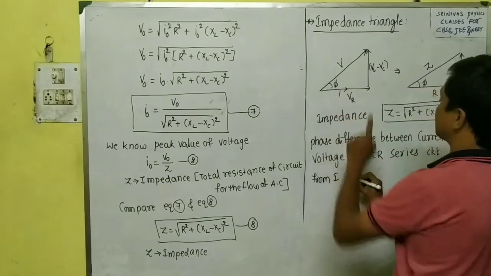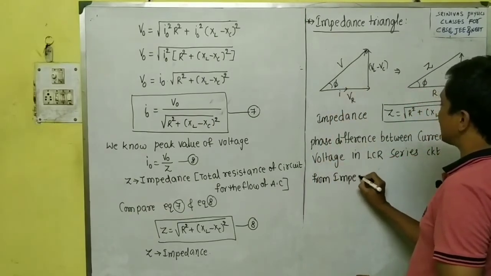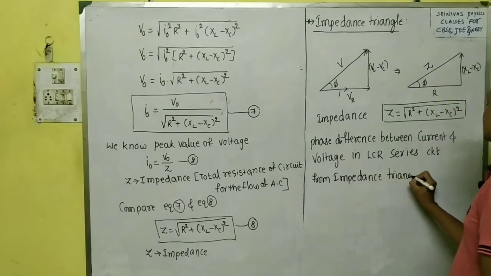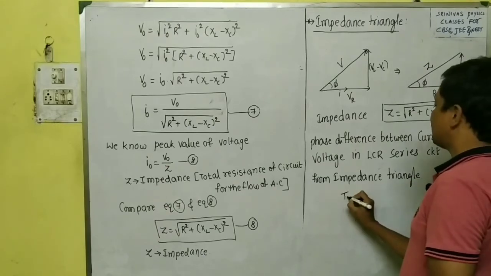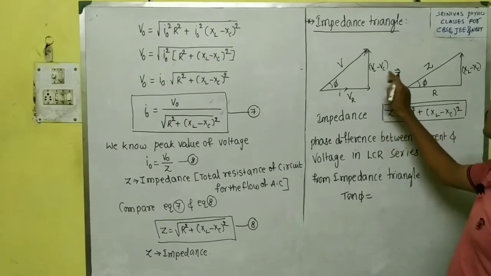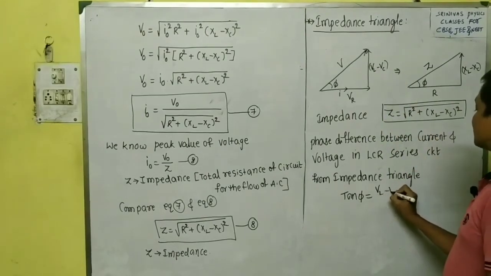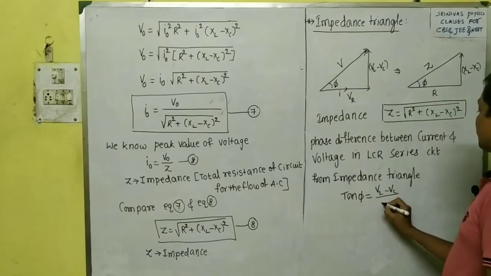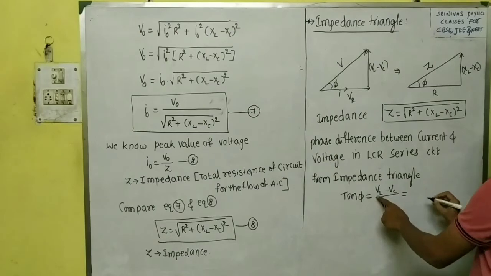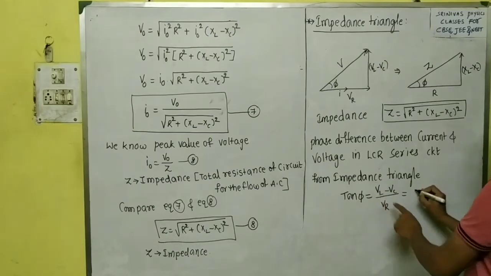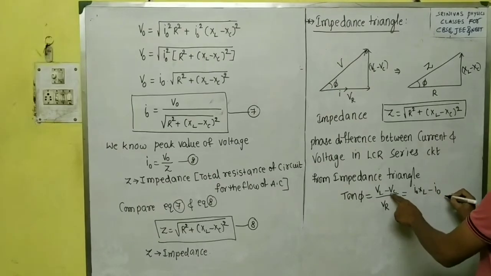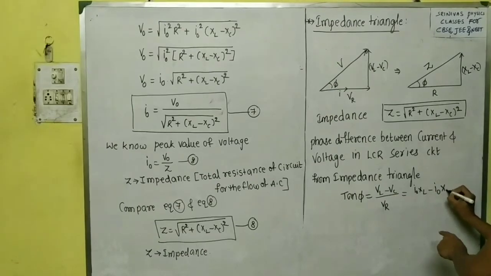It is called the impedance triangle. From the impedance triangle you can write tan phi is equal to opposite side by adjacent side. Opposite side is VL minus VC, and the adjacent side is VR. We have to take the voltages only. VL is the maximum voltage across the inductance, I naught XL, minus I naught XC, the current into the resistance of the capacitance.